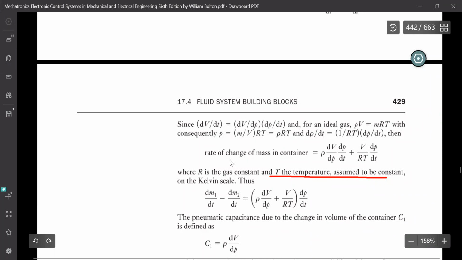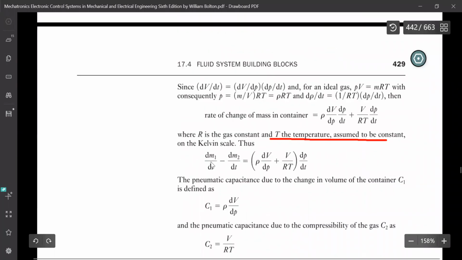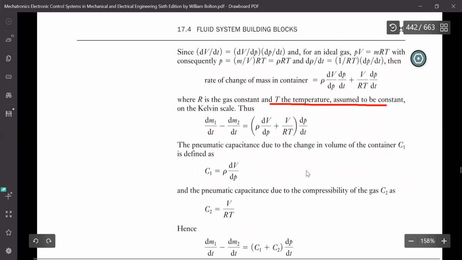you all know about it. So the rate of change of mass in the container, by replacing all these quantities, what you will be getting is rho dV by dP into dP by dt plus V by RT into dP by dt. So this is the rate of change of mass in the container. Now the rate of change of mass of the container, what was that? dm1 by dt minus dm2 by dt. Earlier I told you, so this must be equal to this.